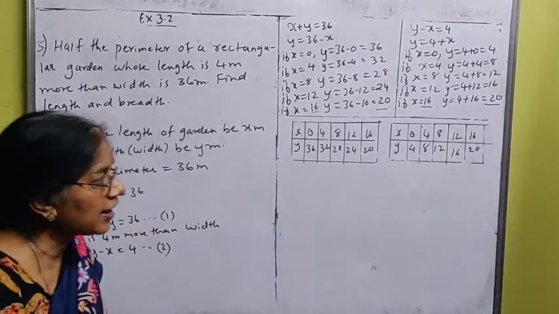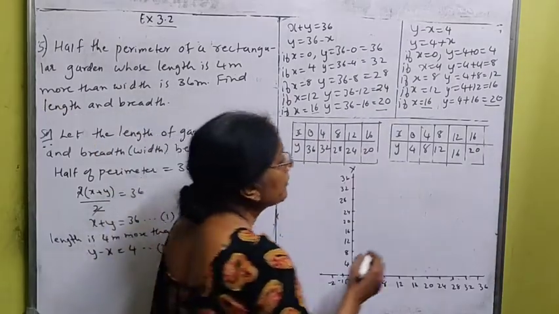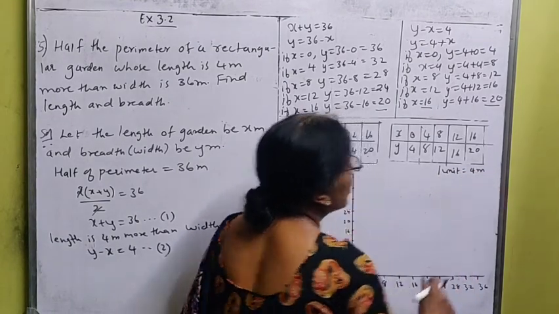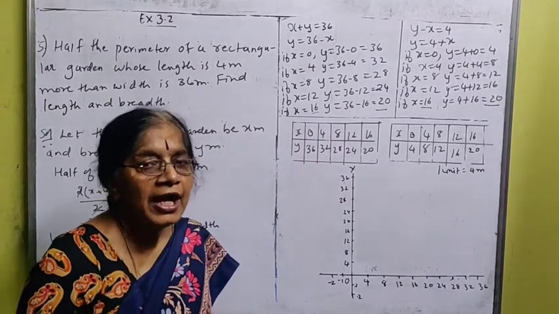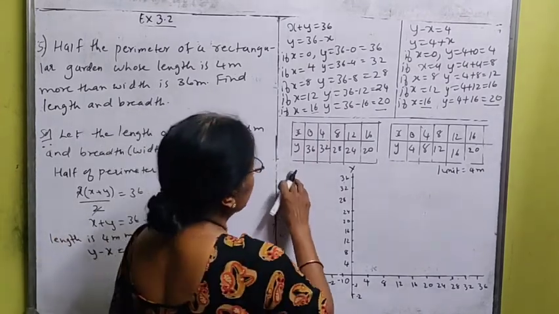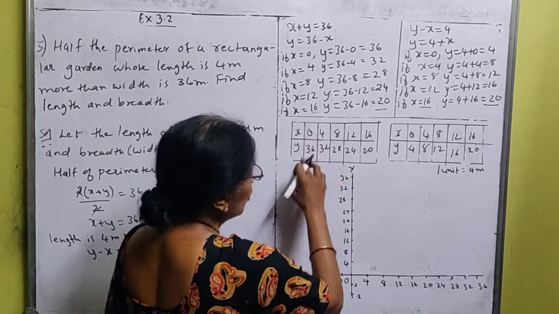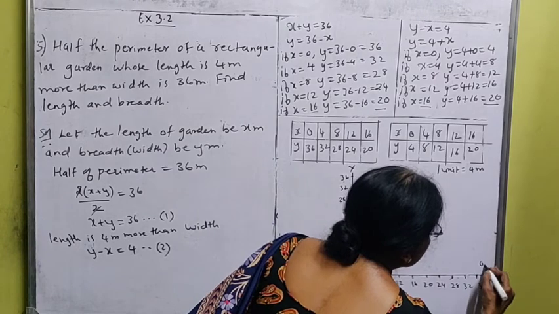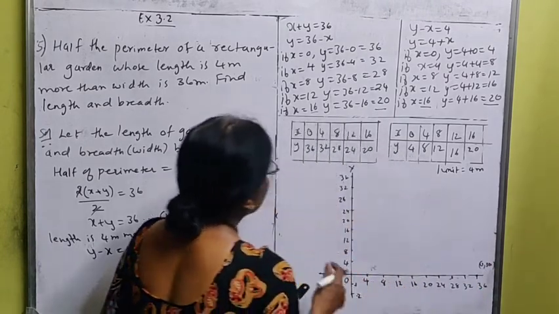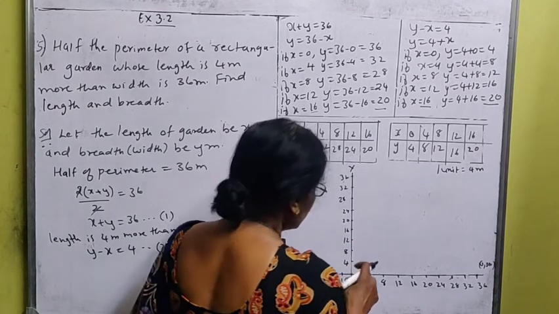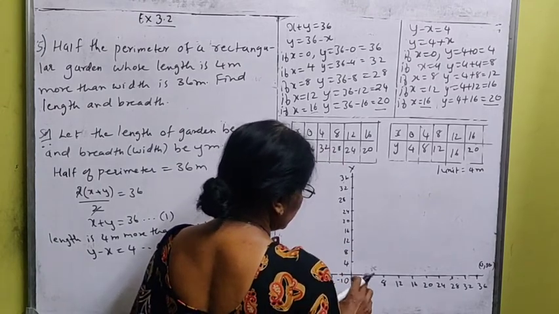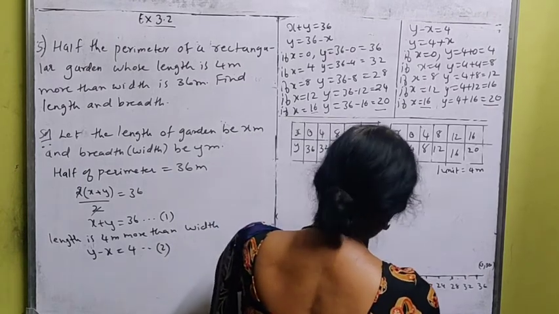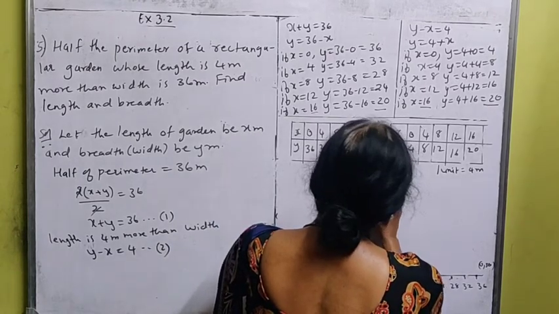Now we need to draw the graph. Here we have taken 1 unit equal to 4 meters, both on the x-axis and on the y-axis. Let us see over here. First column, we'll see 0, 36. 0, 36 means this. Next, 4, 32. So 4 is here and 32.